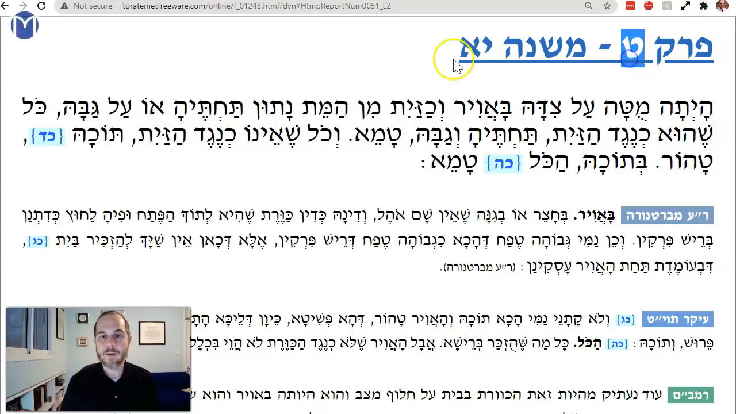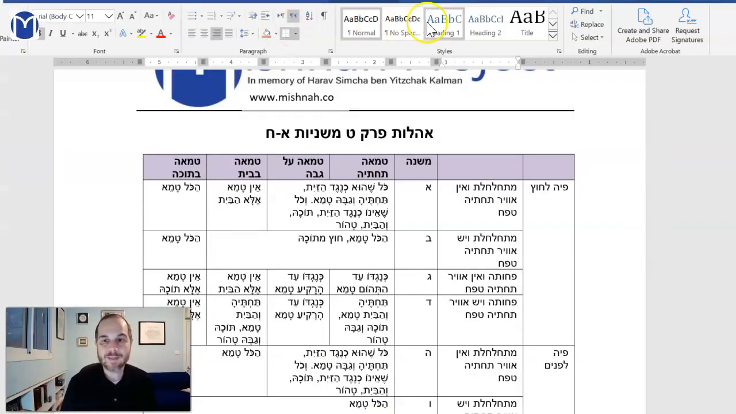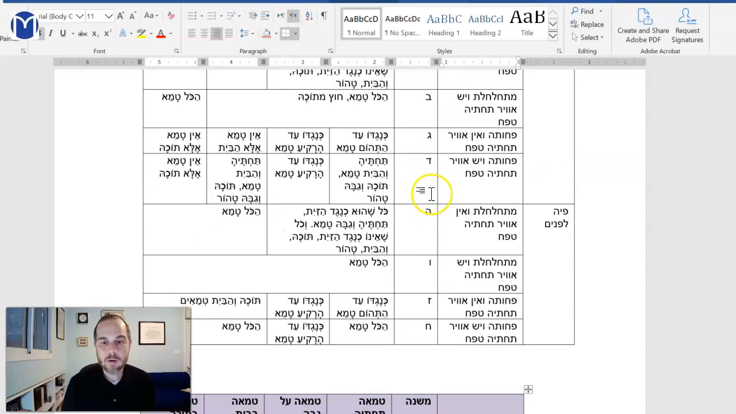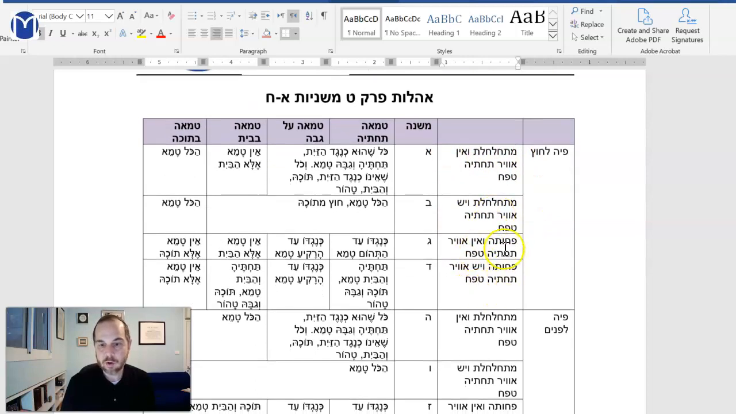Right, we're on Oholot, Perek Tet, Mishnah Yud Aleph, the 11th Mishnah in the 9th chapter of Masechet Oholot. We're going to come back to the kaveret on its side. Now we're no longer in the house. We have the same chart that we had before. Remember, we had mitchalchelet, meaning it was kli or it was ohel.